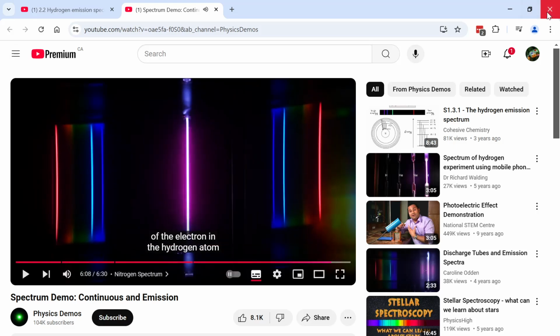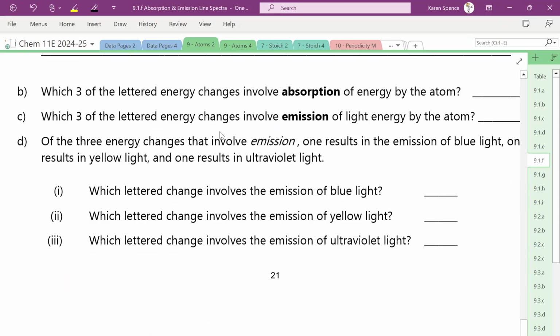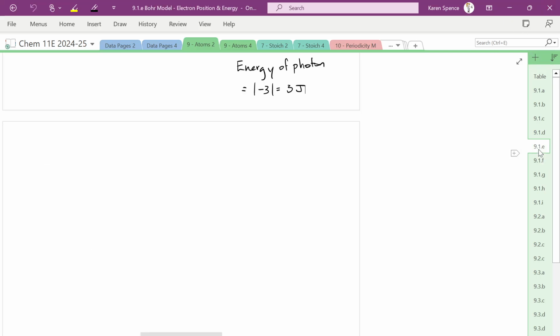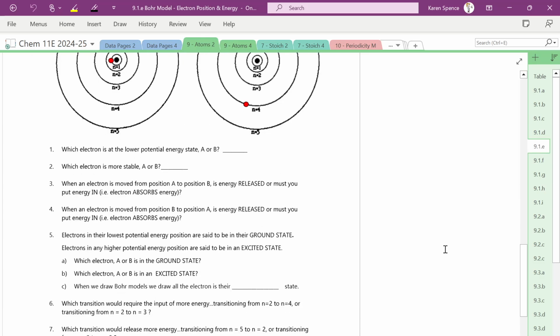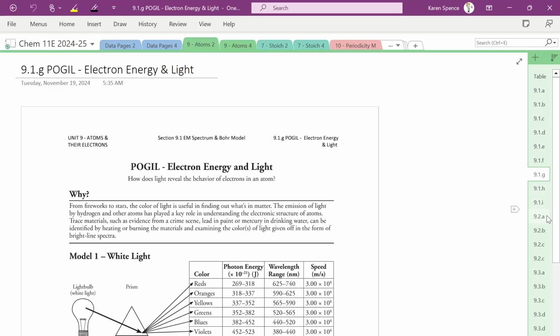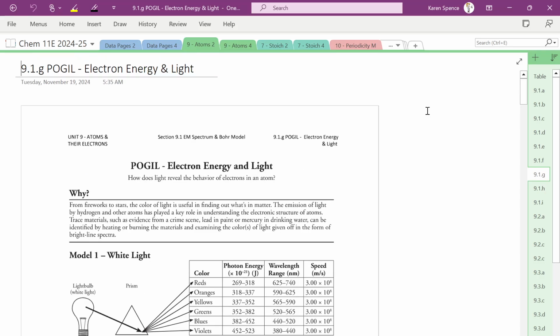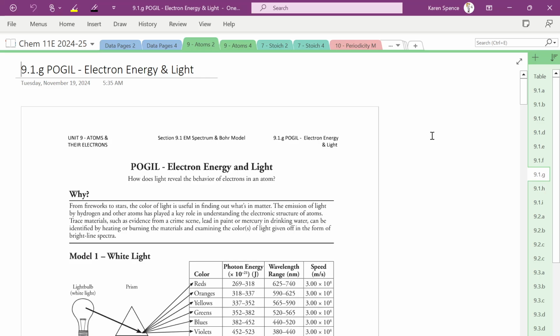Okay, I think we're done with that one. And we have some questions there, which we're going to look at later. Do you guys think you would be able to do the electron energy and light POGL? Oh, I'm going to randomize you today.